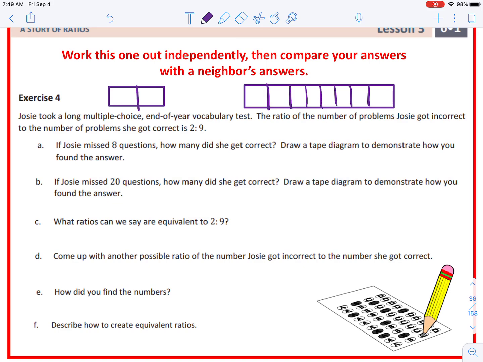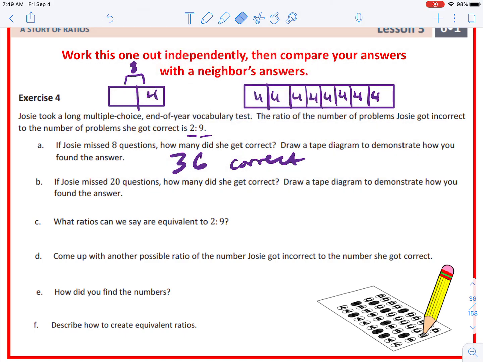Well, the ratio of incorrect to correct was 2 to 9. So if this equals 8, then we have to divide that into 2 units. So 4 is going to go in each unit, and 4 is going to go in each of these 9 units. So 4 times 9 is 36. So she got 36 correct.